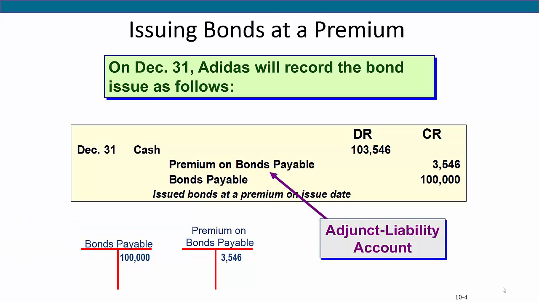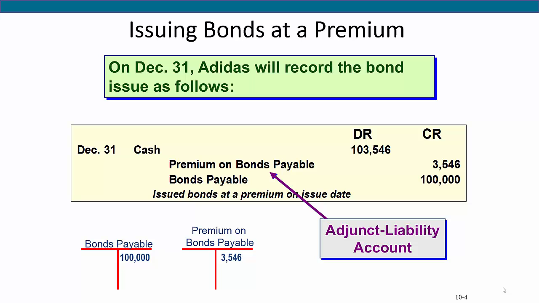On the issue date, Adidas will debit cash for the amount of cash proceeds, credit bonds payable for the par value of the bonds issued, and credit premium on bonds payable for the difference between the two. The premium on bonds payable is an adjunct liability or accretion account and has a normal credit balance. Always keep it next to bonds payable. Think of them as being married and always being next to each other. The T accounts illustrate how bonds payable and the premium on bonds payable account would look immediately after the issuance of the bond. How much, then, is the carrying value of the bonds as of December 31st?